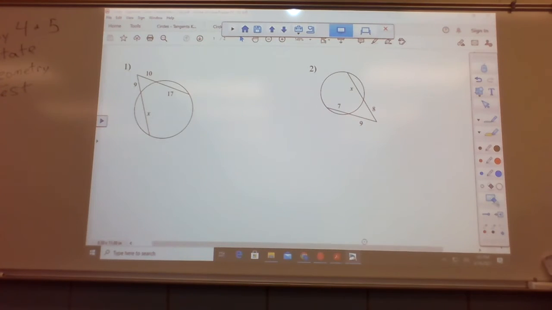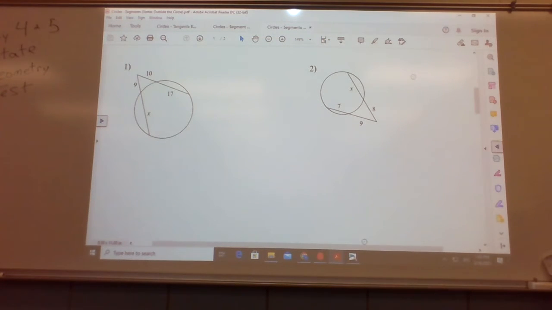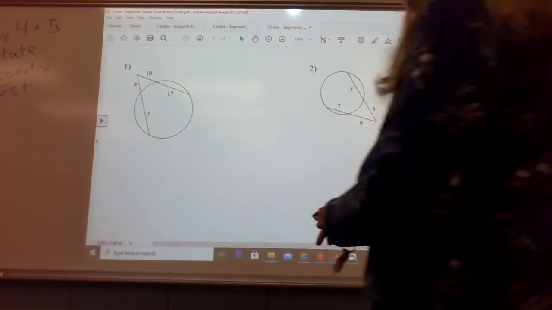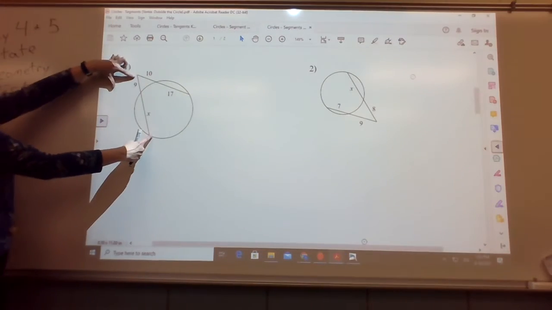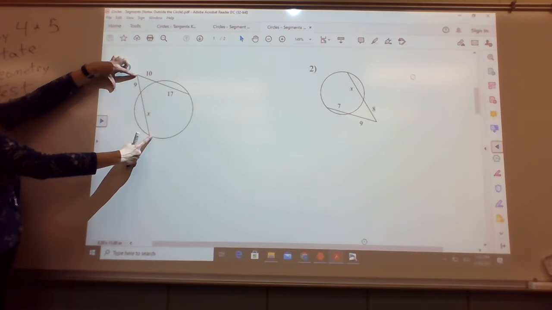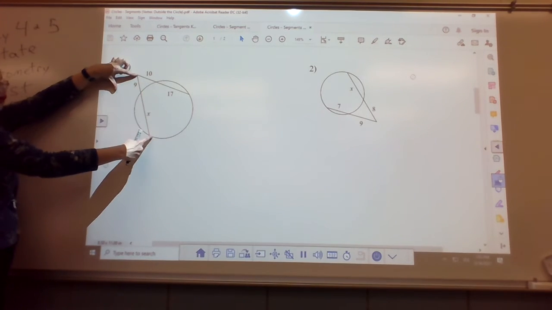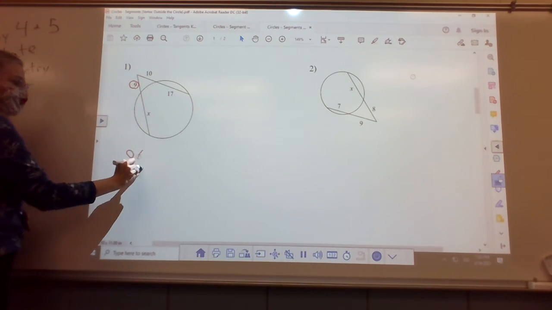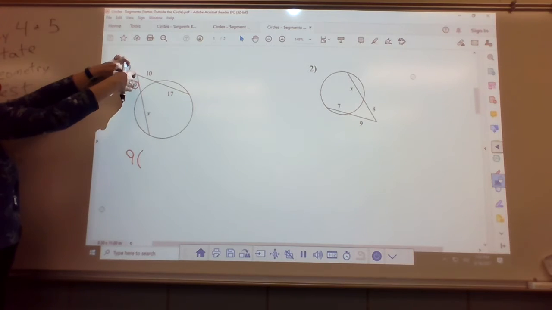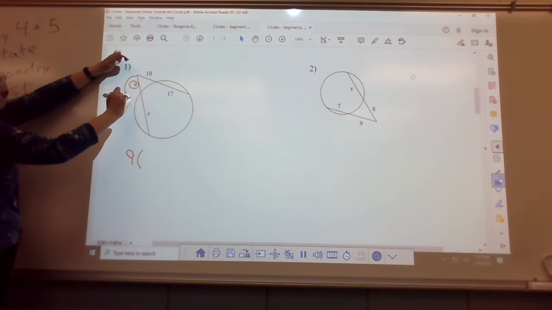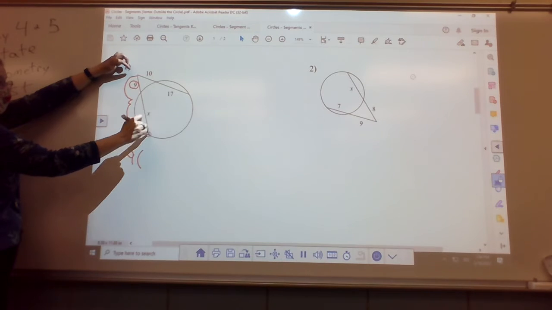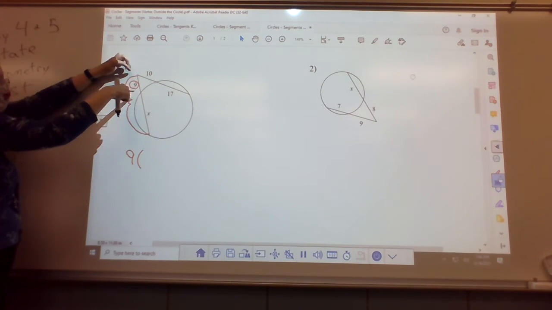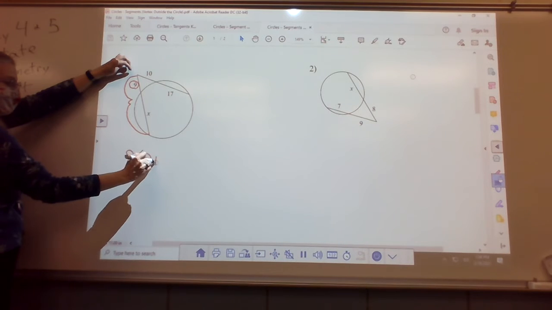So 1 and 2. Now you're going to focus on one segment at a time. I like starting with the x's. So let's focus on this guy. When I said outside, I mean the outside piece that's outside the circle. So what's outside the circle on this guy? 9. So 9 is what I'm going to start with. Then in parentheses, I need the total. And to get the total, you add these two things together, which is 9 plus x. Outside plus inside. 9 plus x.